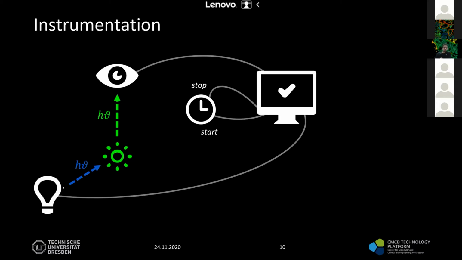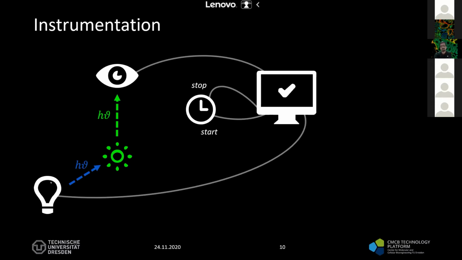So for doing FLIM, we need a system which has a light source to excite a fluorophore and a detector which detects the fluorescence emitted from the fluorophore. And this is a normal microscope, and we need a PC to visualize the images of the microscope recording. Additionally, as I said, for FLIM, we need a stopwatch, we need a clock.